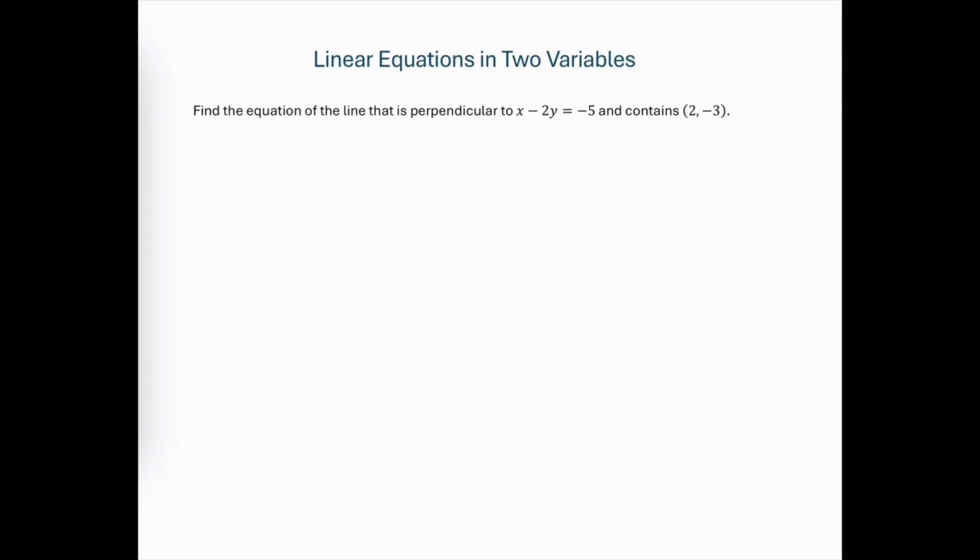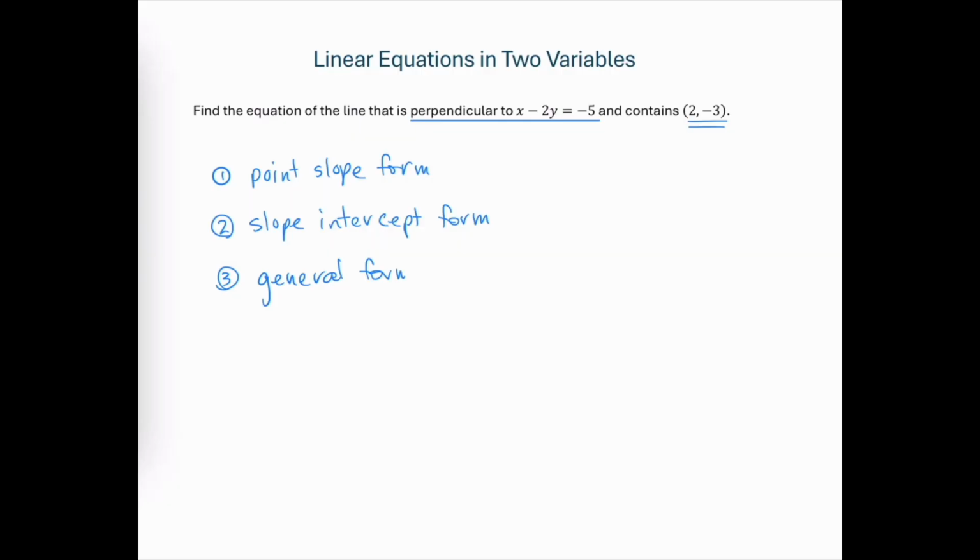Find the equation of the line that is perpendicular to x minus 2y is equal to negative 5 and contains the point (2, negative 3). We'll write our answer first in point-slope form, second in slope-intercept form, and then finally in general form.